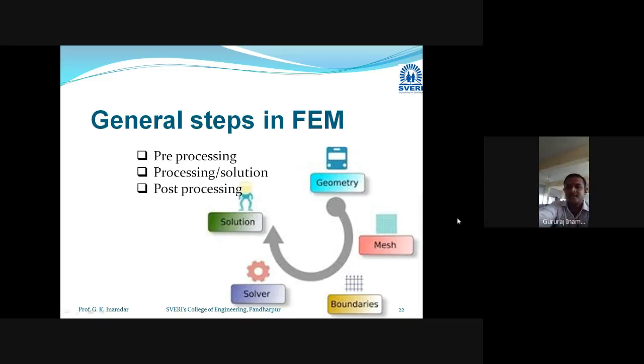So in the last lecture, I want to give a demo of CATIA.